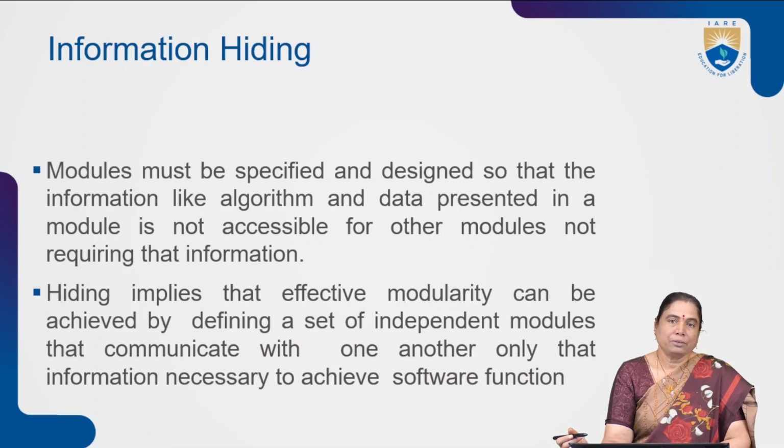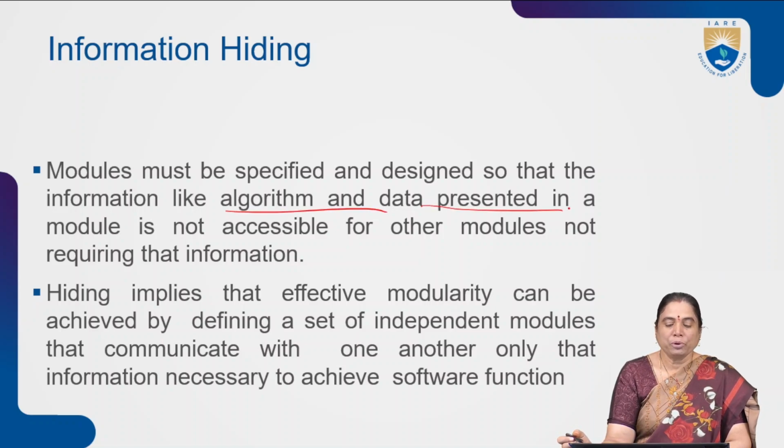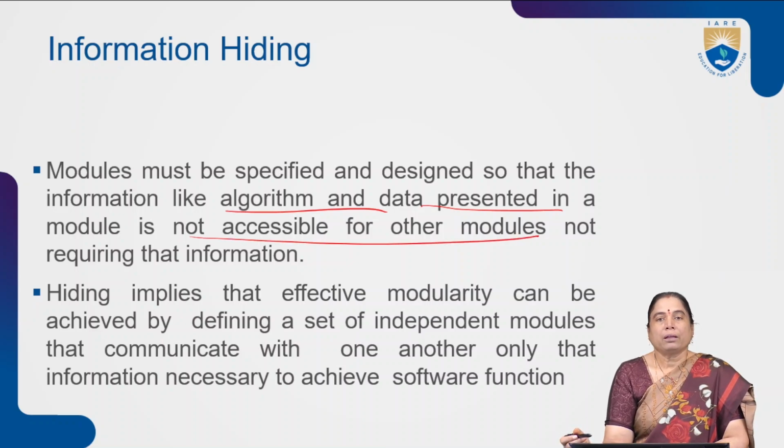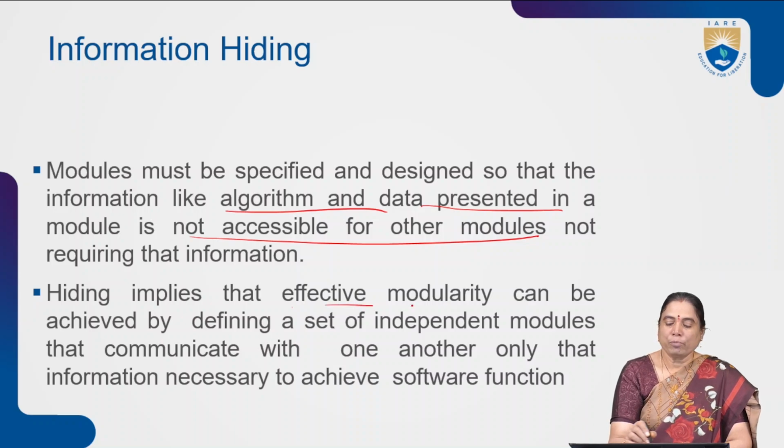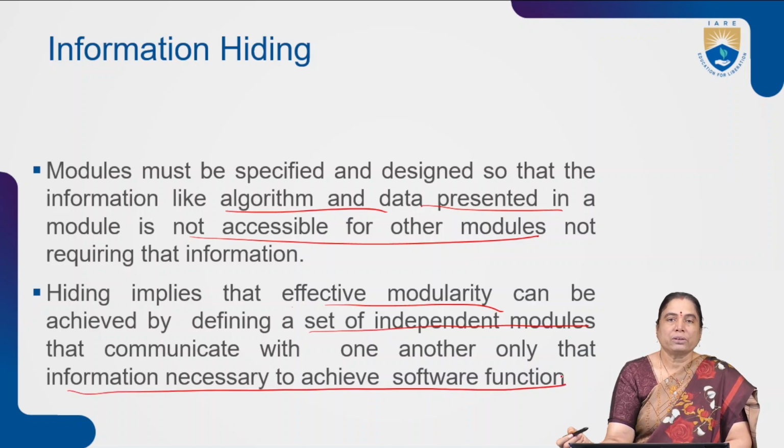Information hiding is one more design concept. There the modules must be specified and designed so that information like the algorithm and data present in a module is not accessible to other modules that do not require that information. So important data can be prevented from being accessed by other components of the architecture. This can be achieved with the help of access specifiers of the programming language. Hiding implies that effective modularity can be achieved by defining a set of independent modules that communicate with each other. Only the information necessary to achieve the software function is shared between the modules in the architecture.